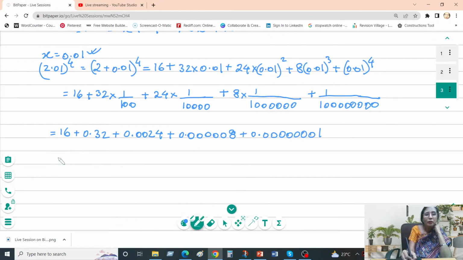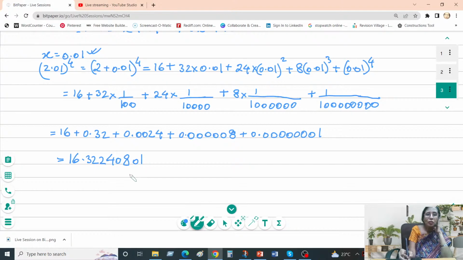So what is the sum total? 16.32, and then 24 (0.0024), and then we are done with 4 places, then we have 0, 8, and then we have completed 6 places, and these two are 7 and 8, so 0 and 1. So this should be the answer.